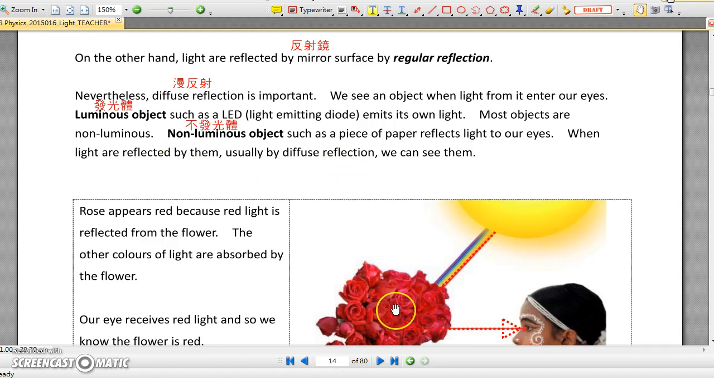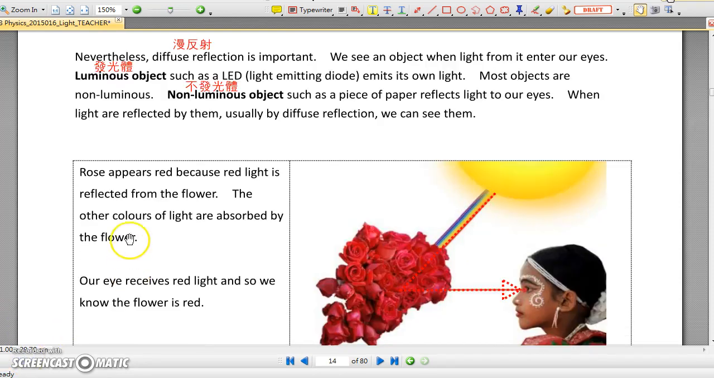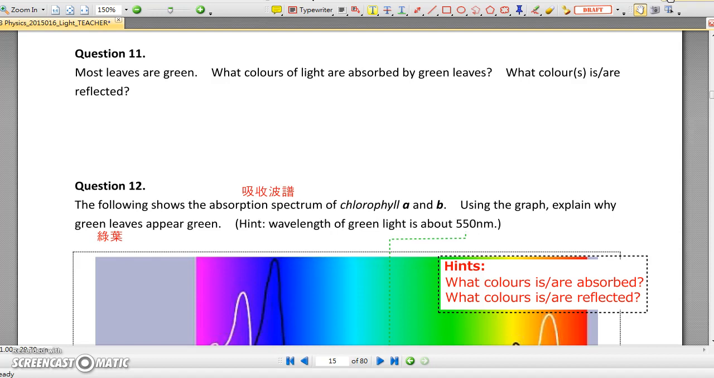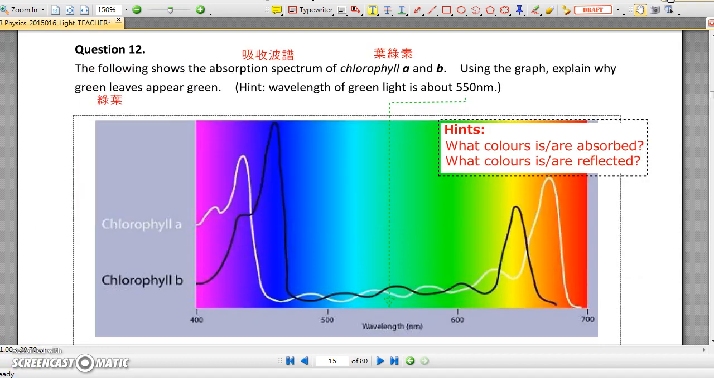For example, the rose here reflect red light from the sun to our eyes so that we can see that the roses are red. On the other hand, all other colors of light from the sun are absorbed by the roses. Using the same principle, can you explain why leaves are green? And for question 12, you can say absorption spectrum of chlorophyll A and B. Can you use this graph to explain why leaves appear green?